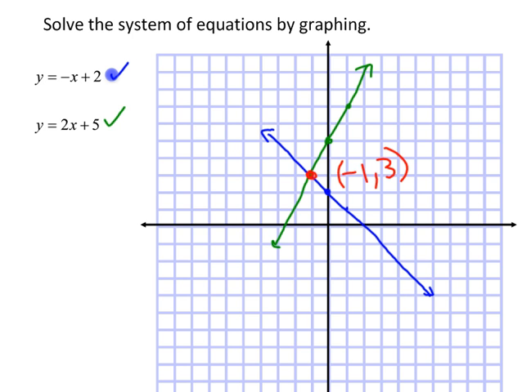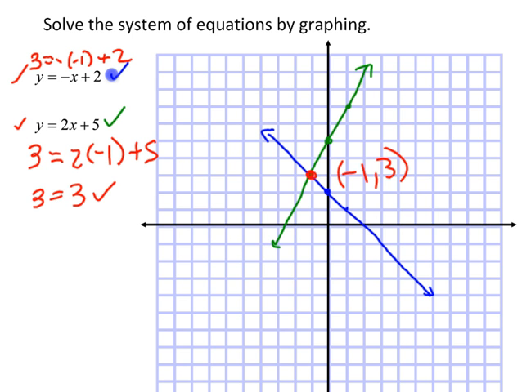So the ordered pair negative 1, positive 3 would work in both of these equations, and we could check it by plugging it in and making sure it worked. If y is 3 and x is negative 1, negative 1 plus 2 would give you 3, that works. And then for the second equation, if we plug in a 3 for y, 2 times negative 1 plus 5 also equals 3. So you'll see that point works for both equations. When we're solving a system, we're always looking for the point that works for both equations.